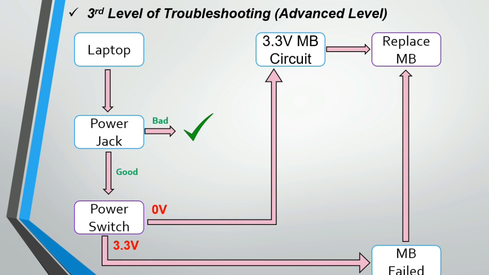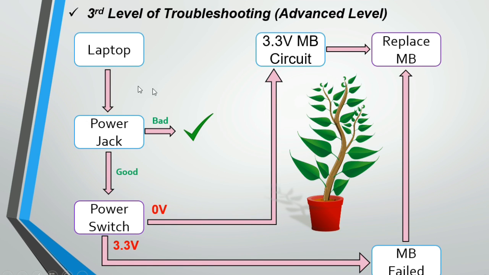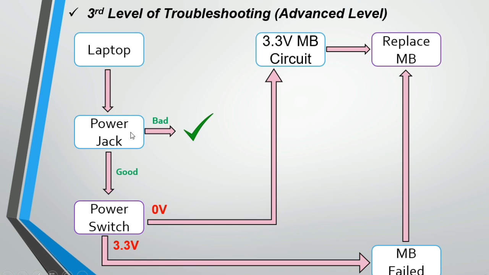So we have here the troubleshooting tree. As you see, we have the laptop, and we have the power jack. If we check the power jack and find that it is bad, we can just replace it and we will solve the problem. But if the power jack is good, we should check the power switch. If we check the power switch and find 3.3 volts, then the problem is not with the power switch. The problem is the motherboard. So the motherboard failed, and we should replace the motherboard.